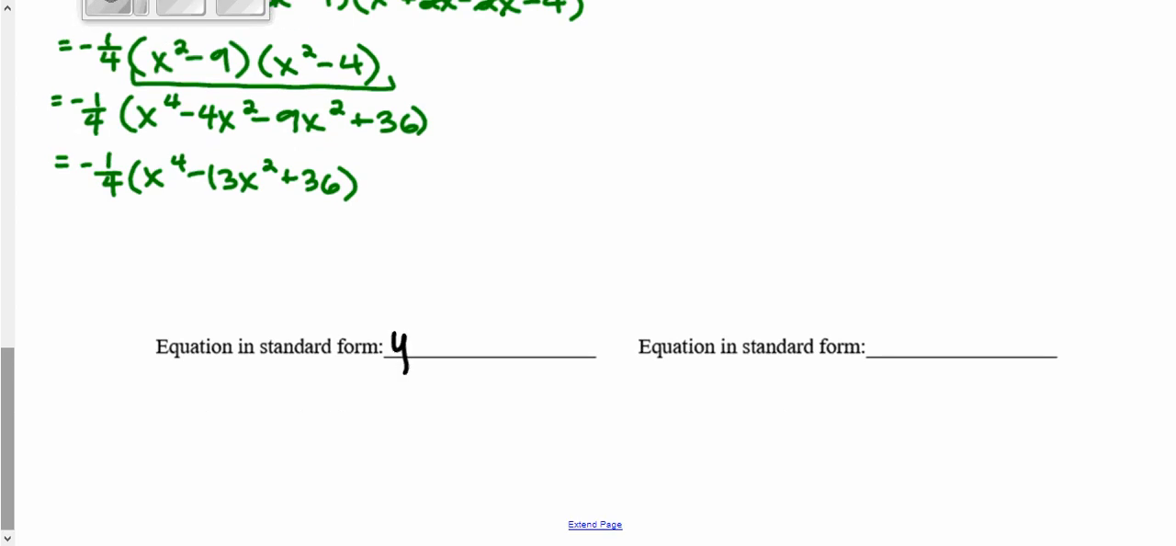So we have y equals, if I distribute that negative 1/4, negative 1/4 x to the 4th. Then that would be plus 13/4 x squared. And you can use the decimals if you want to. I'm just using the fractions. It's easier for me. And then that would be minus 9. And that's your final answer. It should make sense. This was a quartic, and I see x to the 4th. And it has a negative leading coefficient because it's opening downwards, and I can actually see that in the equation as well.